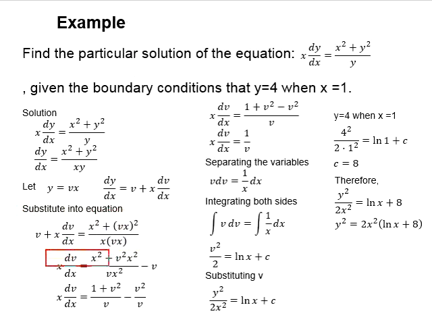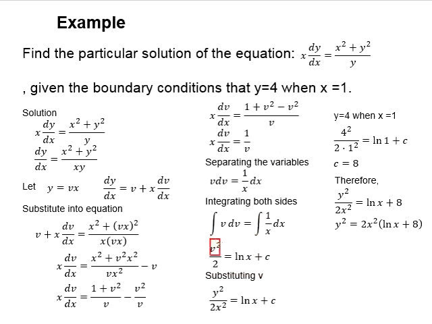Your next step will be rearranging and simplifying the equations. After the equation has been simplified, you will get this. Now you have v and x and dv/dx. Separate the variables so that one side is dv while the other side is dx. Integrating both sides, you will get this. Remember to incorporate c at the end of the expressions.